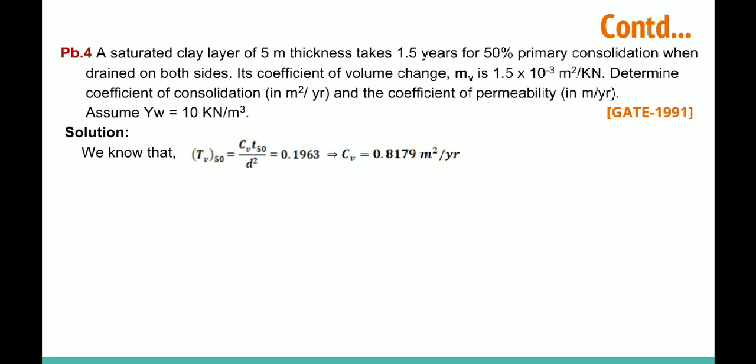And by using this relation, we can calculate the CV value, the coefficient of consolidation, in terms of meter square per year, and we get 0.8179.